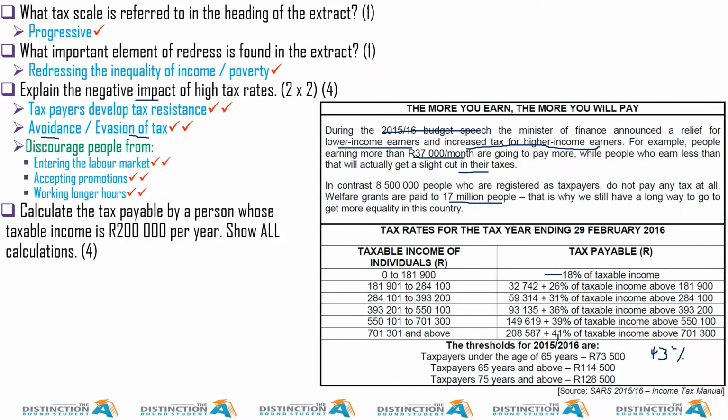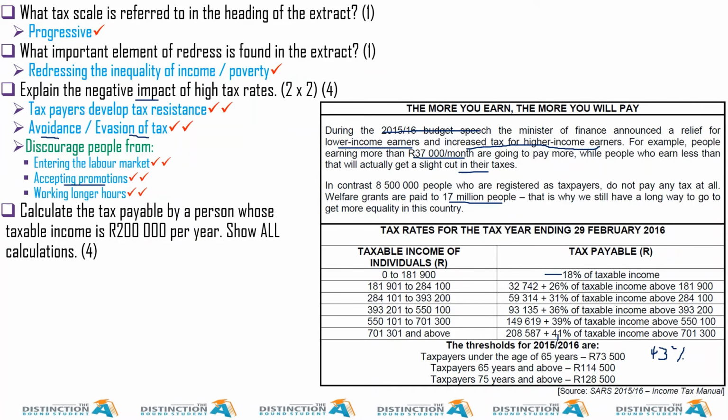Look, let's say you are paying 59,000 plus 31%, and then if you get promoted, you go beyond this, so now you have to pay 93,000. So you might decline a promotion for that reason.